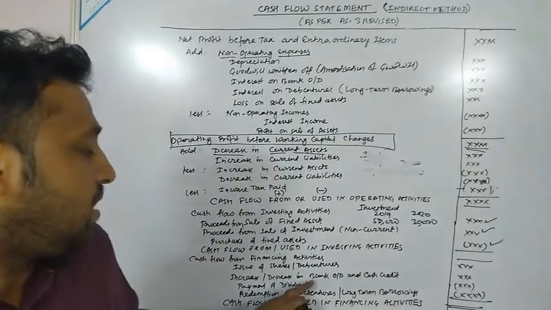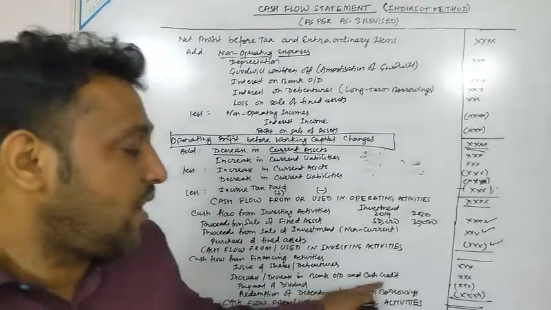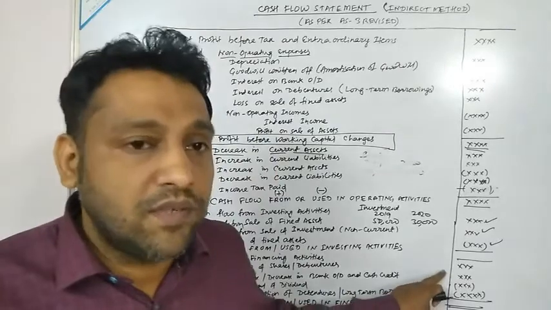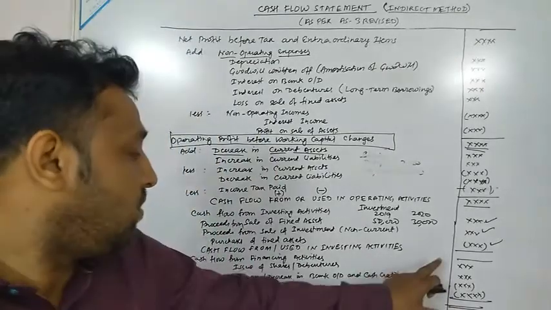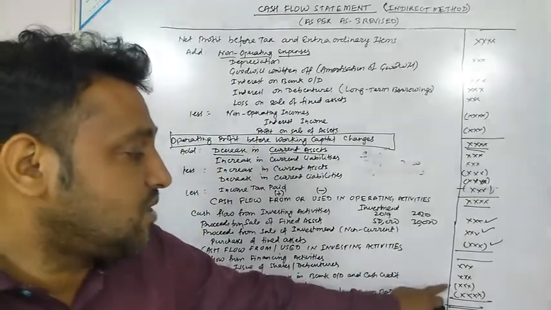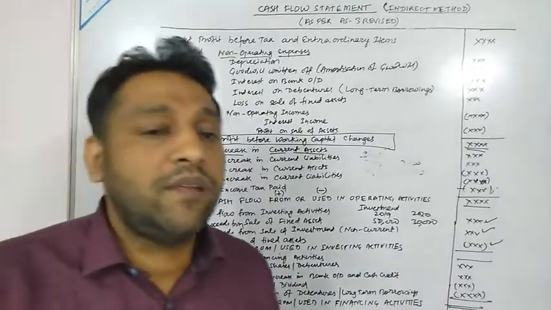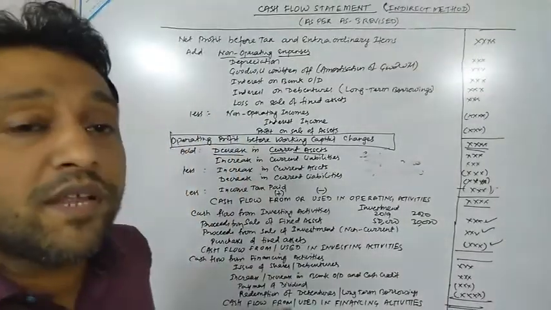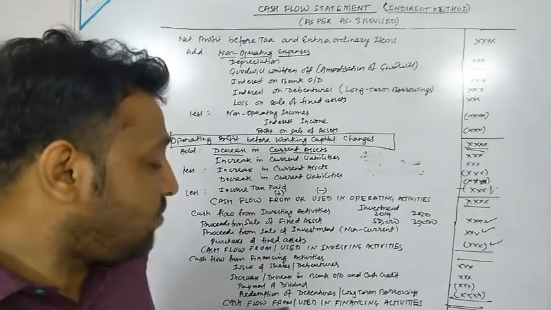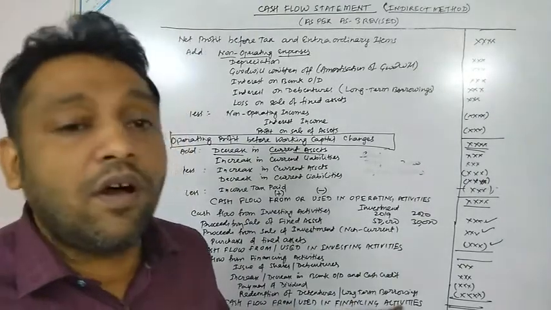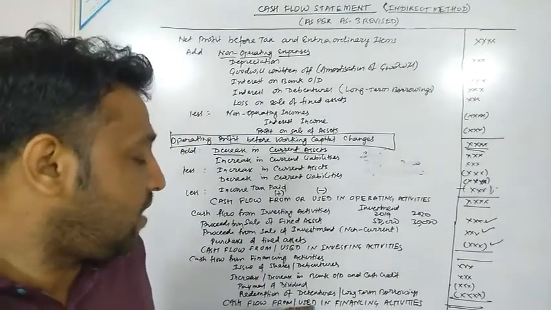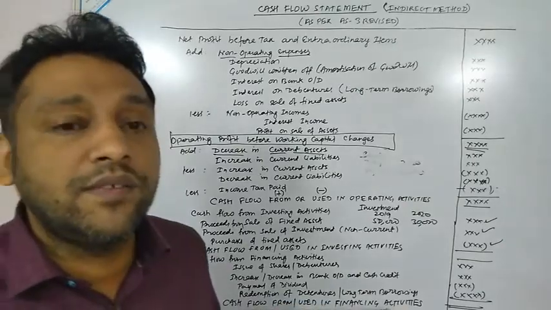Now increase or decrease in bank overdraft and cash credit will also be considered. After the consideration of all these items, whatever the answer which we get would be either positive, so that would be written as cash flow from financing activities, or negative, which will be written as cash flow used in financing activities.